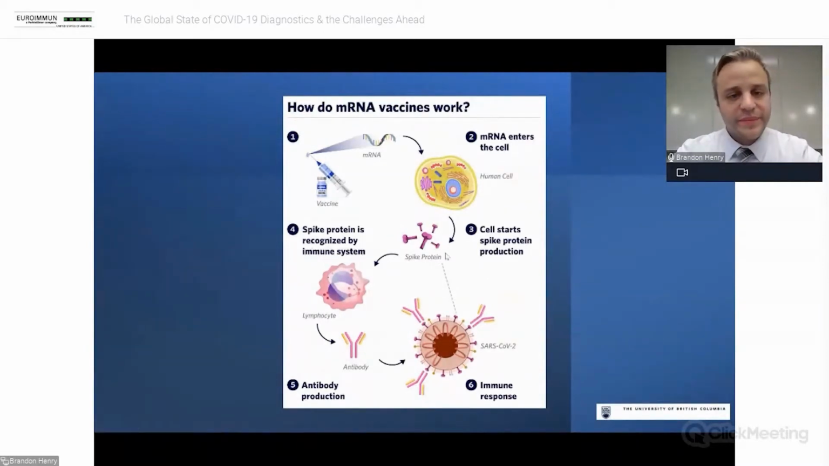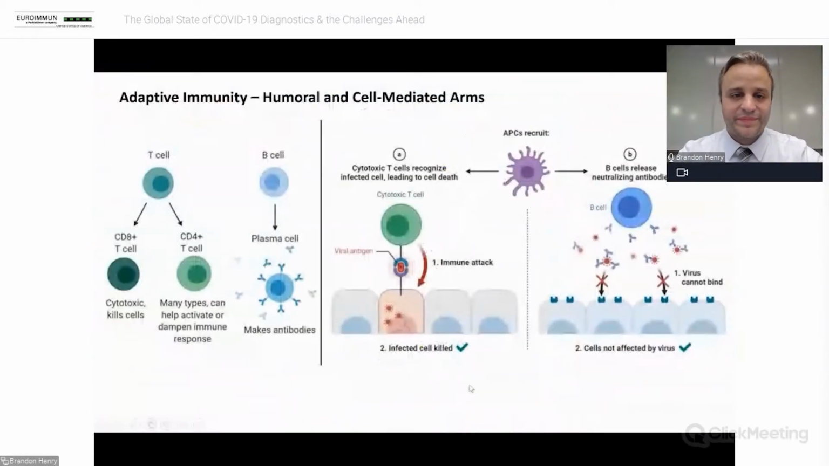It's important to remember. The spike protein is then recognized by the immune system as a foreign invader, and we then develop antibodies against that particular spike protein, so that if you're exposed to the virus, you already have antibodies that bind to the spike protein on the virus, as you can see here, and hopefully neutralize it.